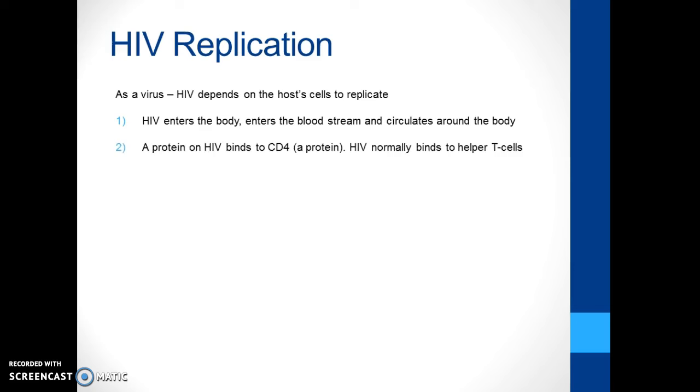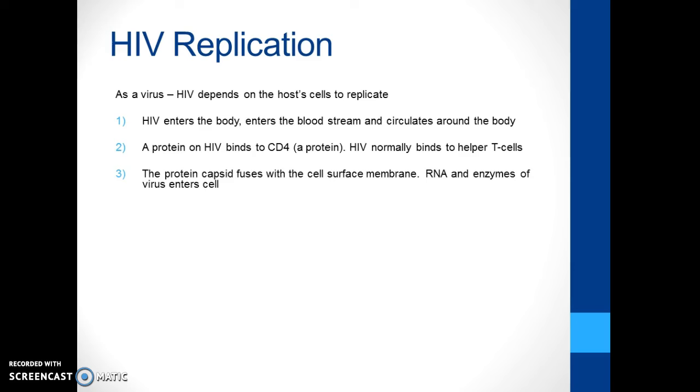Once it's in, what it does is it binds to proteins called CD4 proteins, and you do need to know that name there. So a protein on the HIV virus, so one of the proteins that are embedded on the envelope, will bind to a protein called CD4. And that CD4 protein is found on surfaces of membranes, especially on helper T cells. So HIV will now bind to the helper T cells.